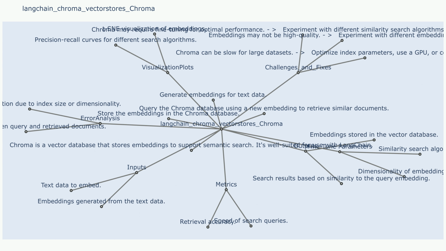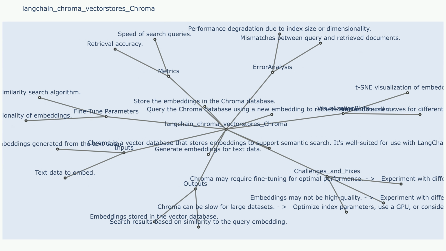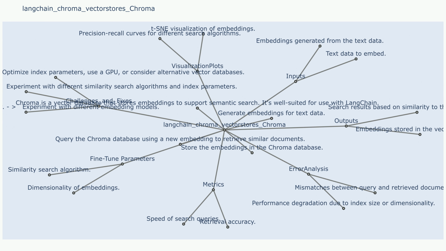Inputs: documents. This can be a list of strings, text files, or any other format that can be easily converted to text. Chroma stores the text content of these documents and generates embeddings for them. Embeddings: Chroma uses a pre-trained embedding model to convert the text of each document into a numerical representation called an embedding. This embedding captures the semantic meaning of the text.